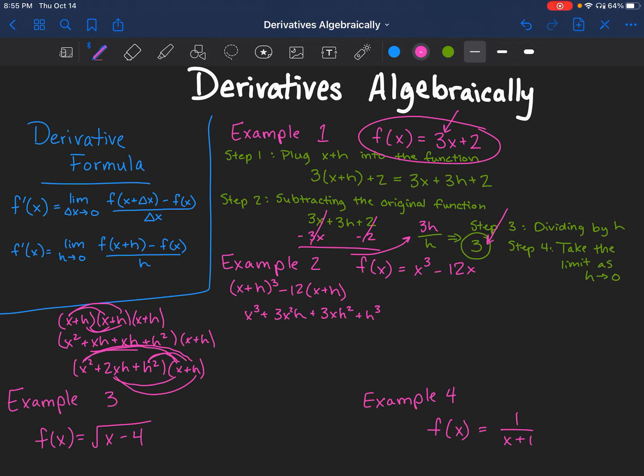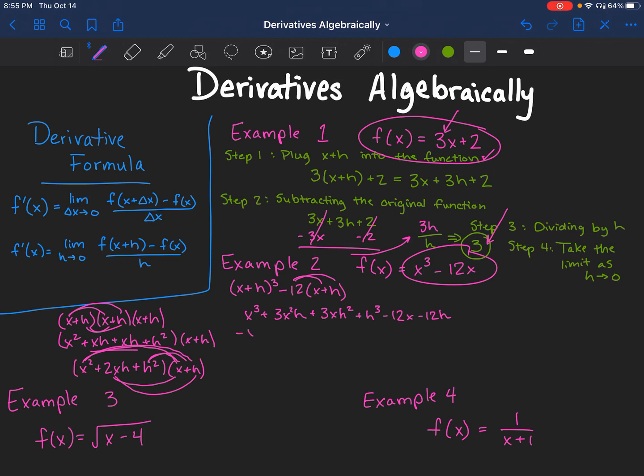Okay, so hopefully you guys ran through all those steps. Again, please just double check it to make sure you're right. I've still got to do this minus 12 times x plus h, so make sure you distribute that negative: negative 12x minus 12h. Okay, that h does not look very pretty. All right, let me write that pretty. Okay, there we go. So step 1, plug x plus h into the function. I did it. That was step 1. Got it. All right, step 2, subtract the original function.